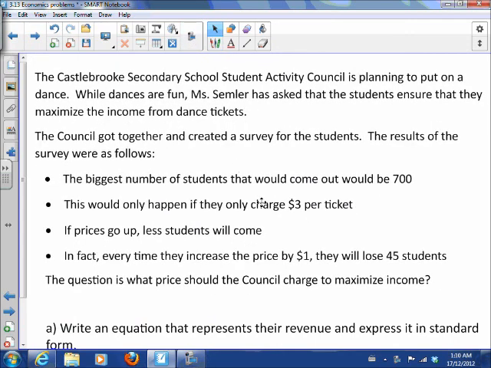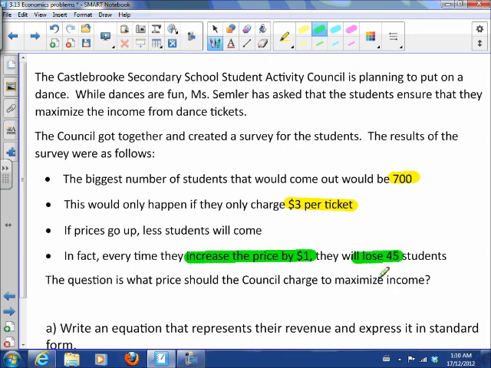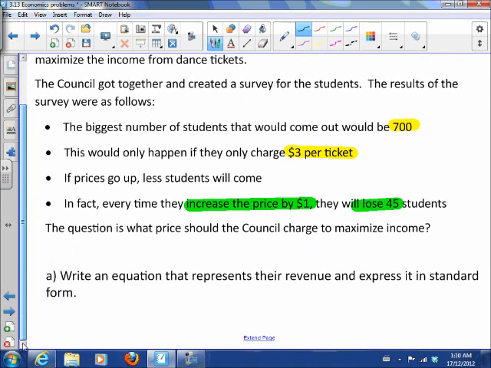We said Castlebrook Secondary School Student Activity Council is planning to put on a dance. Dances are fun, but Ms. Semler has asked the students to ensure that they maximize the income from dance tickets. So the council got together, created a survey for students, and the results said the most students that'll come will be 700, and this would happen if they charged $3 per ticket. Then they said every time they increase the price by 1, they will lose 45 students. And then the question was, what should they charge in order to maximize income?